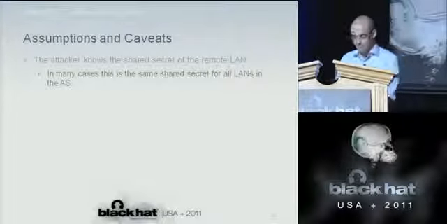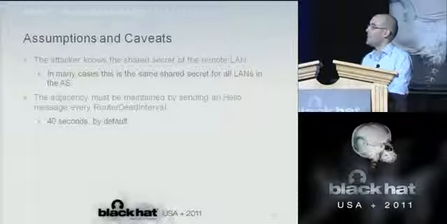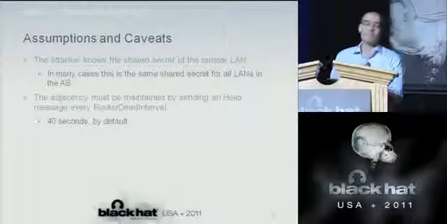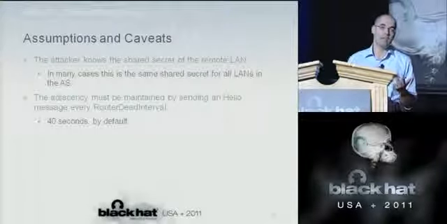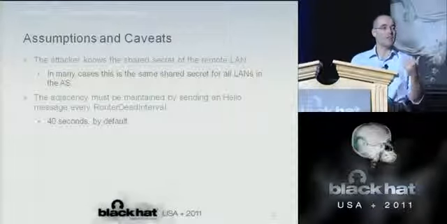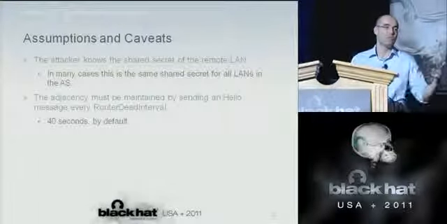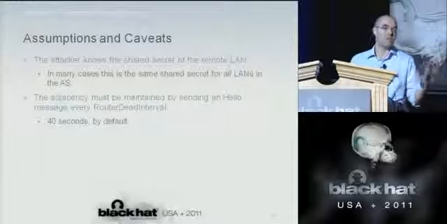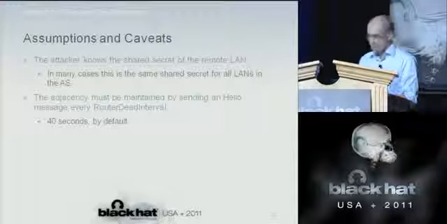So we have to know the shared secret on the remote link that is attached to the victim. Another caveat is that the adjacency must be maintained every 40 seconds. If we want to make the attack persistent for more than 40 seconds, we have to send out another hello message, in order to let the victims know that the phantom is still alive. This is done just every 40 seconds.